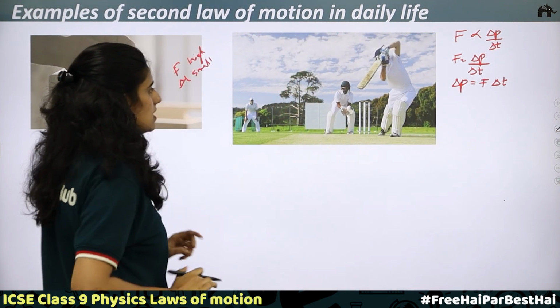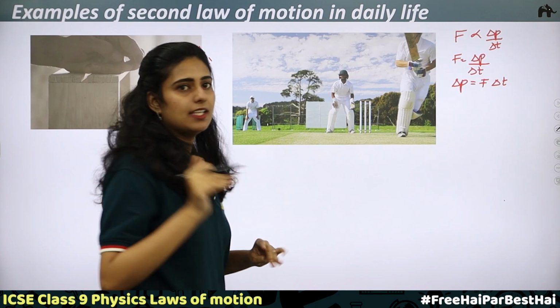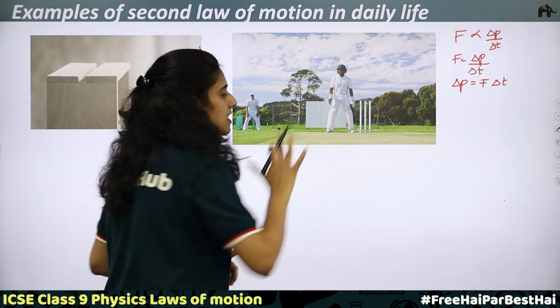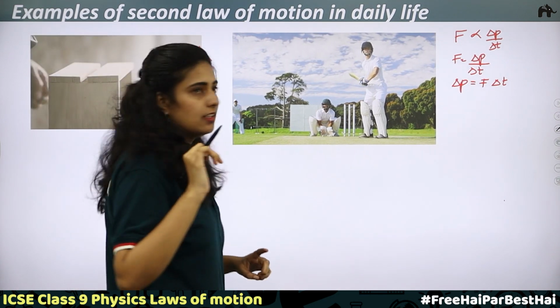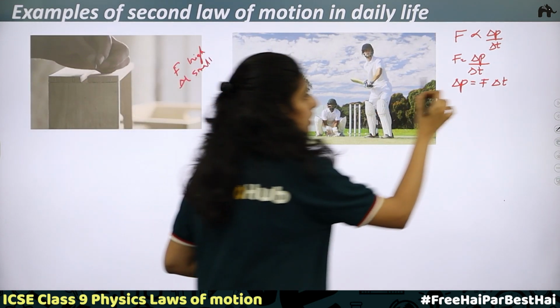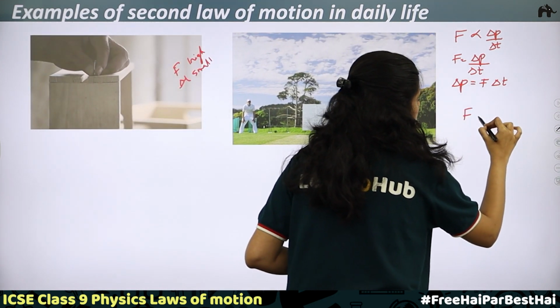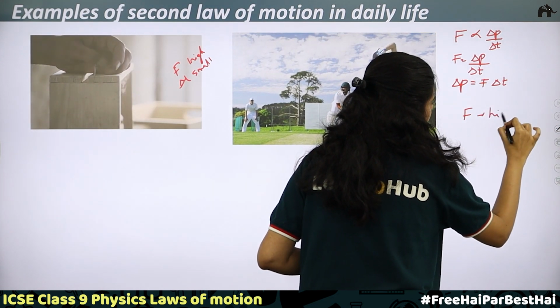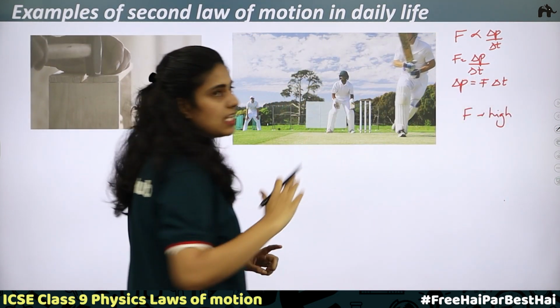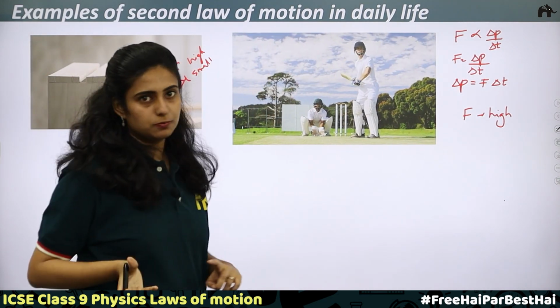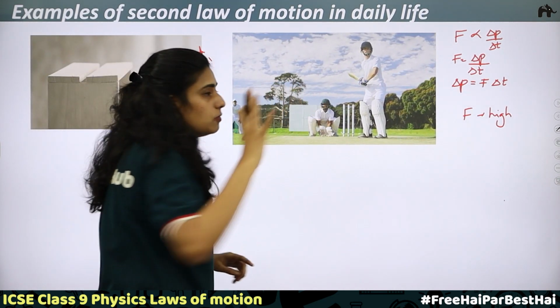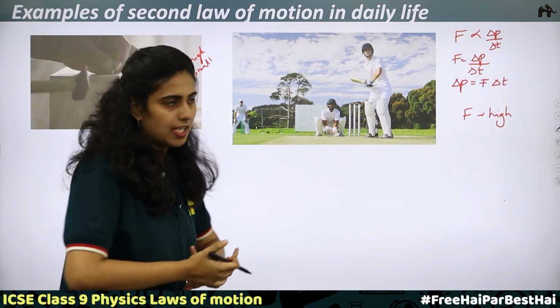Now here you can see the batsman is hitting the cricket ball. While hitting, depending on the force, the change in momentum will also be higher or lower. We know in this case F should be high. If he is applying a higher force for a small interval of time, the ball will move more, which means the change in momentum is higher.